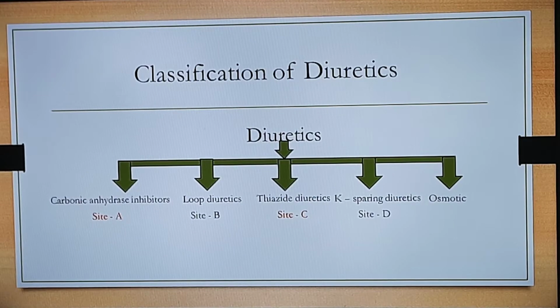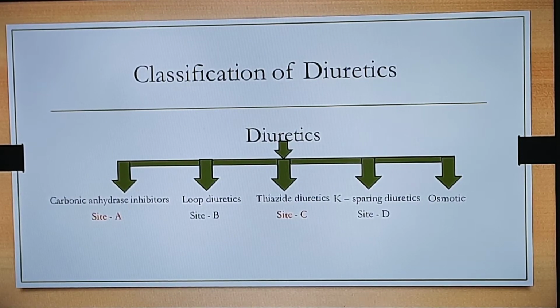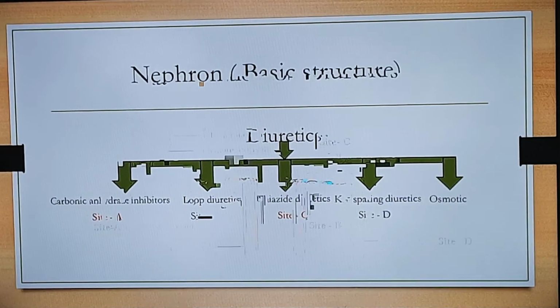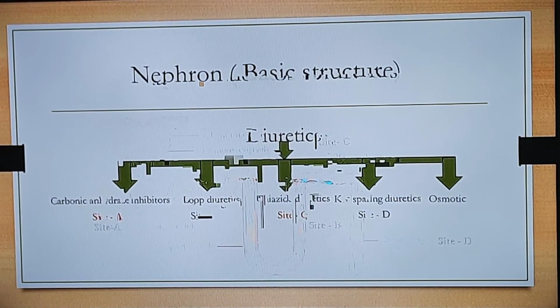Then we have the third important class of diuretic agent, and that is known as thiazide diuretics, and it is mainly working on our distal convoluted tubule.